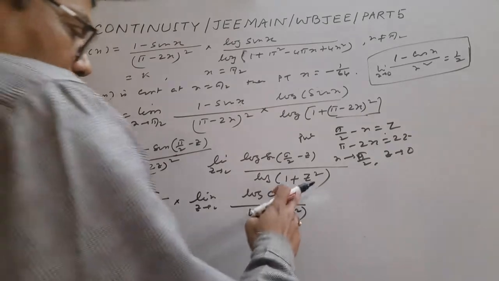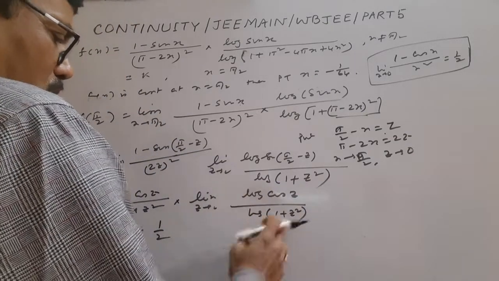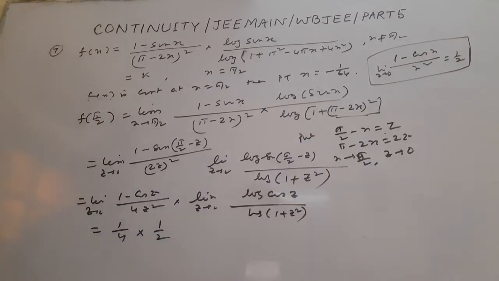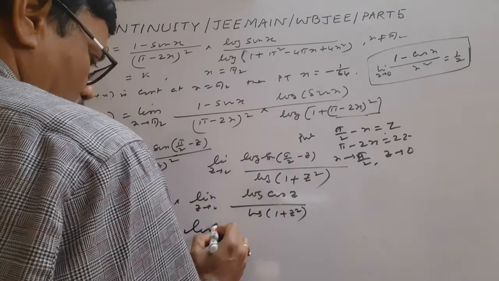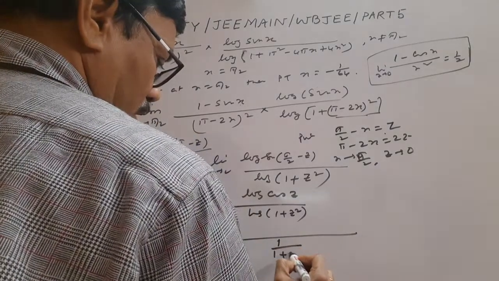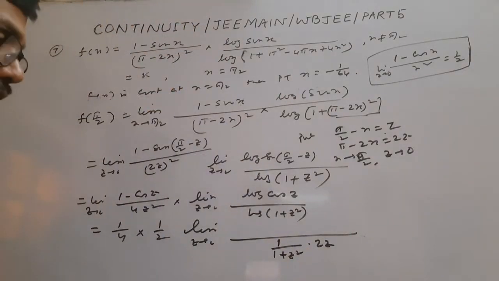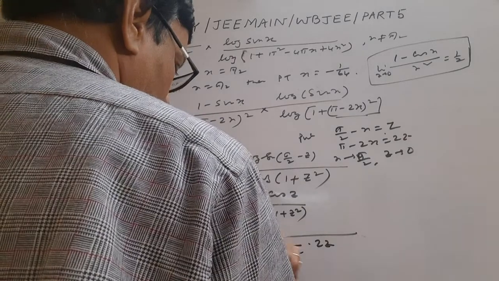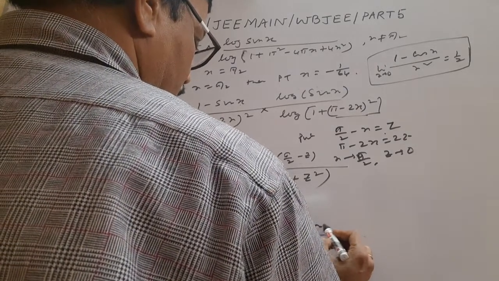Now if you put z equals 0, cos 0 is 1, log 1 is 0, so this is also a 0 by 0 form. So if we use L'Hospital rule, this is 1 by (1 plus z square) into 2z, the derivative of log of 1 plus z square. And this is 1 by cos z into minus sin z.